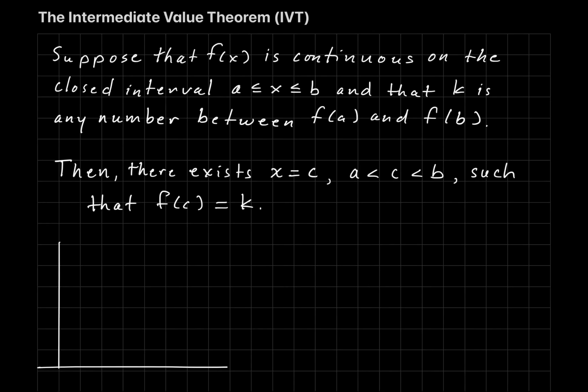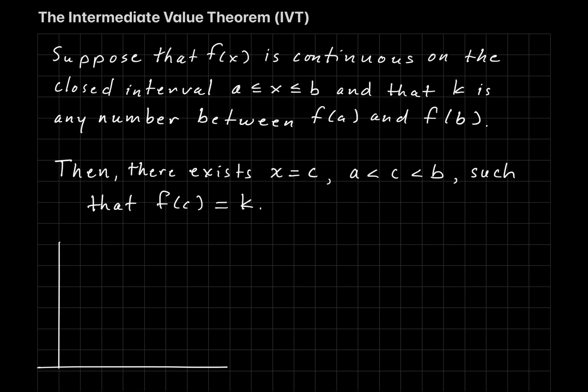The Intermediate Value Theorem, IVT. Suppose that f of x is continuous on the closed interval a to b, and that k is any number between f of a and f of b. Then there exists some x value, we call it c, on the open interval a to b, such that f of c equals k.